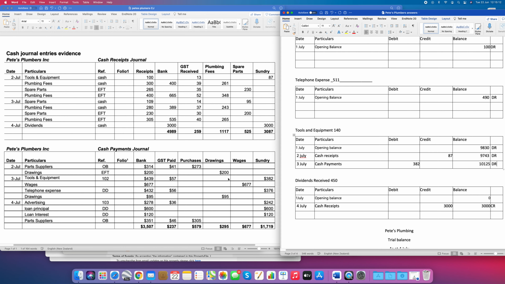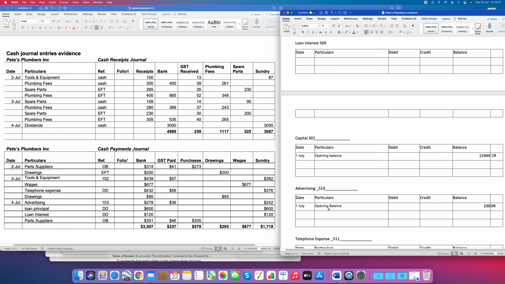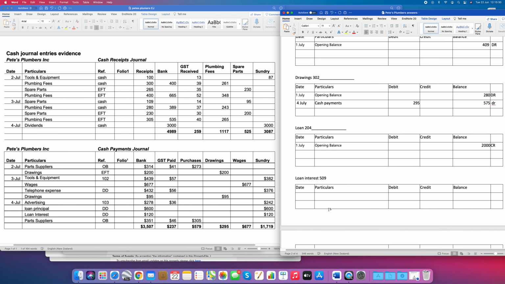Now if we have a look at the other one that I think could be a little bit tricky, it is the loan principal and loan interest. So we're going to have a look at those two. Now, it's always run separately because loan principal is reducing a liability and loan interest is an expense. So we've got our loan account up here. We've currently got $2,000 owing on their loan. On the 4th of July, from cash payments, they made a payment of $600. We're putting that in the debit column because it's coming from the cash payments journal.